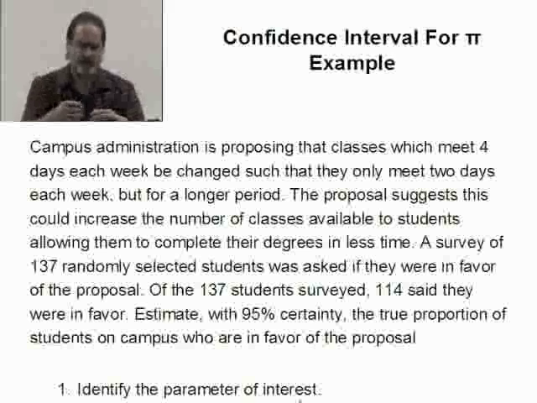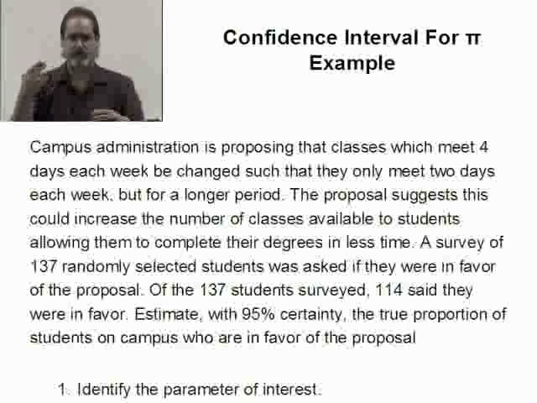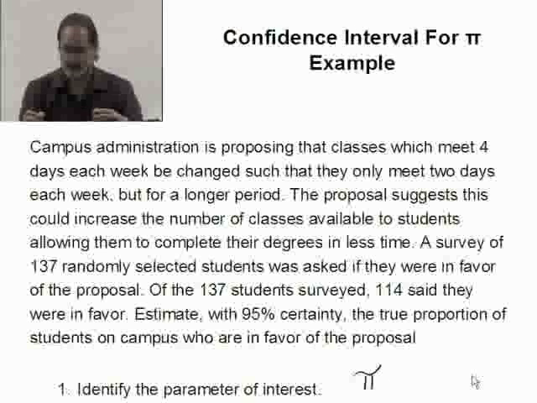This is all about a proportion. So, confidence intervals are about estimating population parameters. What's the parameter symbol for a proportion? It's pi. You're trying to estimate pi, the true proportion.